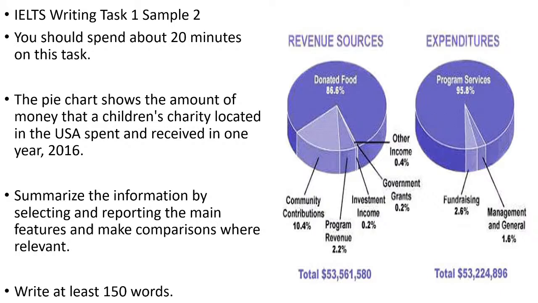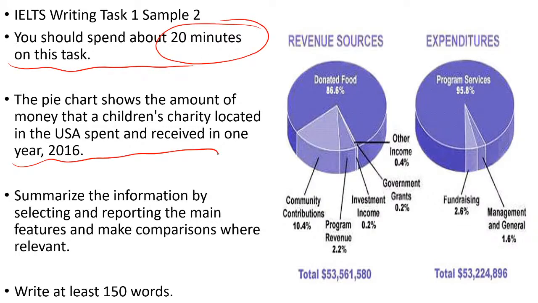So now let's take an example and look at it once again. In IELTS Writing Task 1, as you know, you have 20 minutes to write, and the pie chart shows the amount of money. I'll be discussing a number of pie charts for your understanding. The pie chart shows the amount of money that a children's charity located in the USA spent and received. Spent means expenditure, and received means revenue, right?